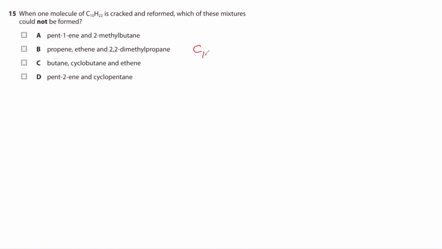still we are using C10H22, and we get propene. Propene means an alkene with 3 carbons, so CnH2n gives C3H6 as the formula. Ethene is an alkene with 2 carbons, so it should be C2. The number of hydrogens will be twice of 2, so it will be 4. And 2,2-dimethylpropane: propane is this, and on the second carbon, there are 2 methyl groups. So that means again an alkane with 5 carbon atoms.